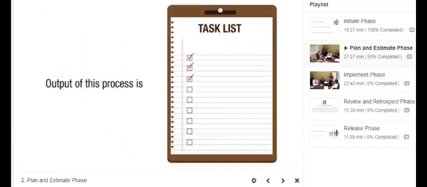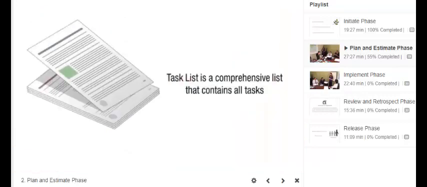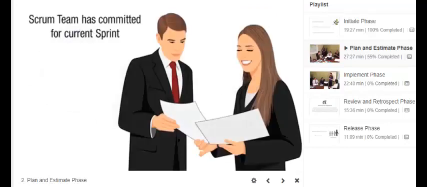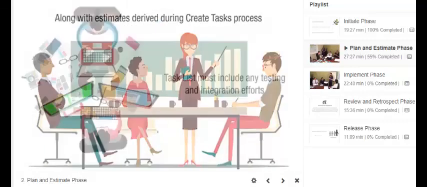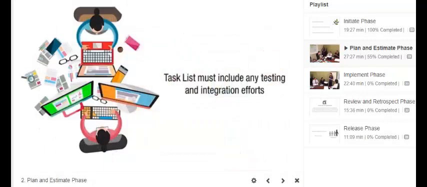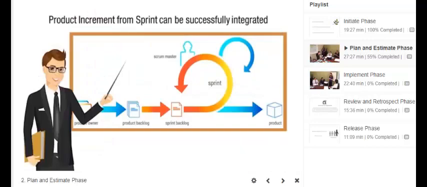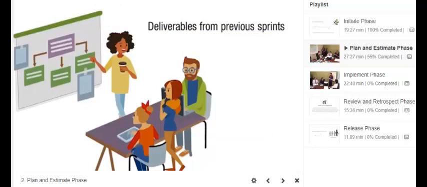The mandatory output of this process is Task List. The task list is a comprehensive list that contains all the tasks to which the Scrum team has committed for the current sprint. It contains description of each task along with estimates derived during the Create Task process. The task list must include any testing and integration efforts so that the product increment from the sprint can be successfully integrated into the deliverables from previous sprints.